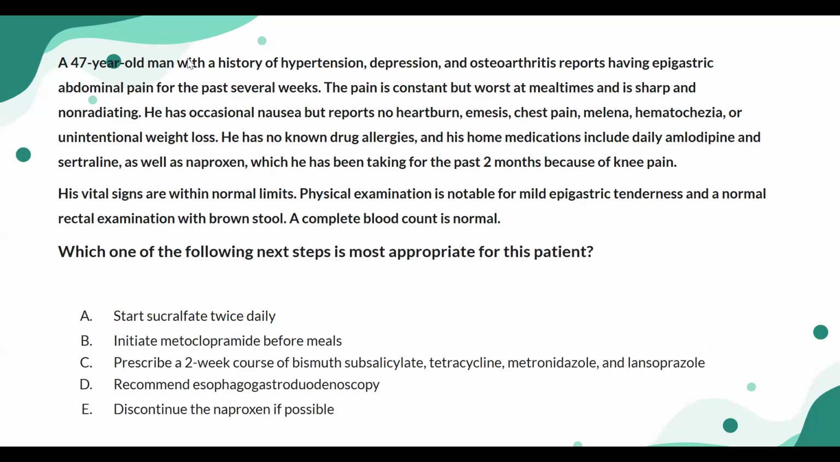All right. A 47-year-old man with a history of hypertension, depression, and osteoarthritis reports having epigastric abdominal pain for the past several weeks. So this is a very typical sort of USMLE question for students that are considering the US pathway.